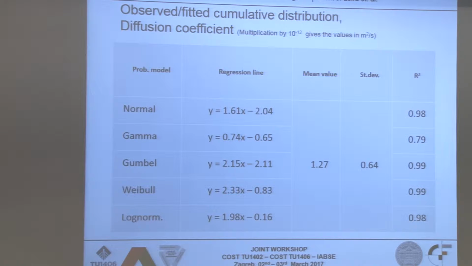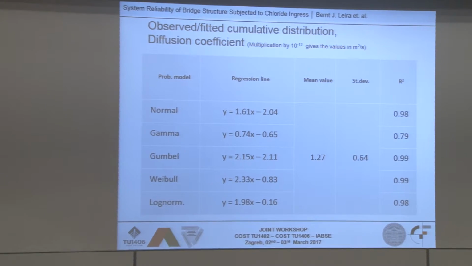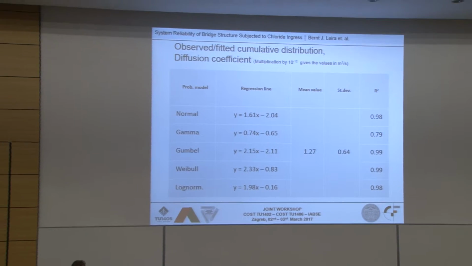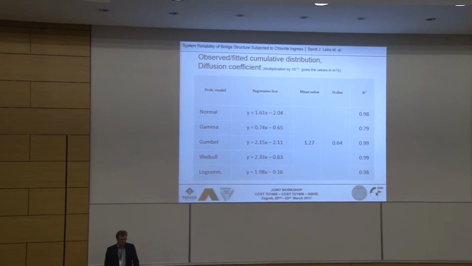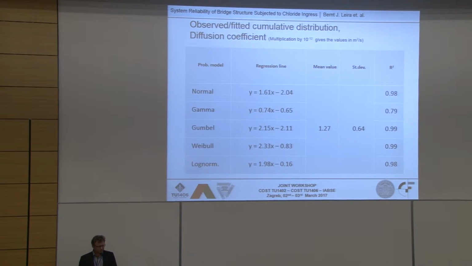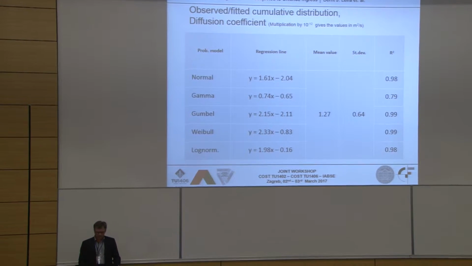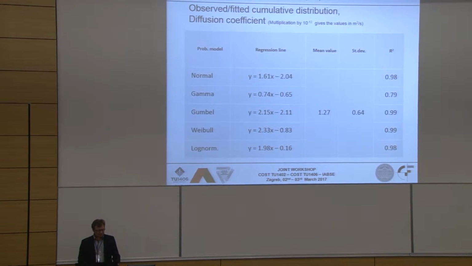4 of the 5 models give pretty high values of the regression coefficient, 0.99, 0.98. The maximum possible is 1.0, so this is a pretty good fit to the data on probability paper. The gamma is not so good as the other ones. The mean value and standard deviation of the coefficient are also given in the columns here.